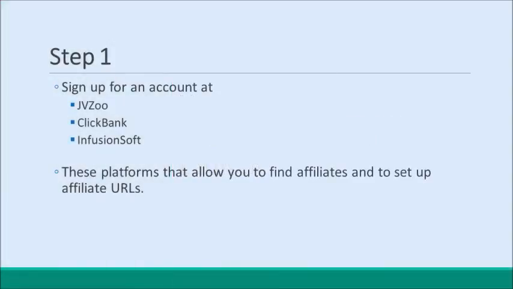Step 1. Sign up for an account at JVZoo, ClickBank, or Infusionsoft. These are affiliate marketing platforms that allow you to find affiliates and to set up affiliate URLs. You'll be able to use these sites not only to network with partners, but also to set up the actual process and see how other product creators have handled the process.